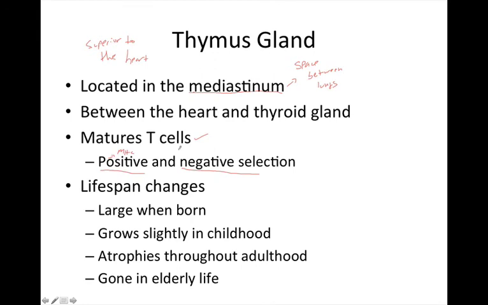All right. Now, there's a couple of things that I want to talk about related to the thymus gland as well. The thymus gland undergoes some unique changes throughout our lifespan. When we're first born, the thymus gland is quite large. It's actually very, very large. It's actually a hair bigger than the heart when we're first born. So you've got your heart, and then you've got a big thymus gland sitting above it. And then it will grow slightly throughout childhood. It will grow a little bit as we get older.